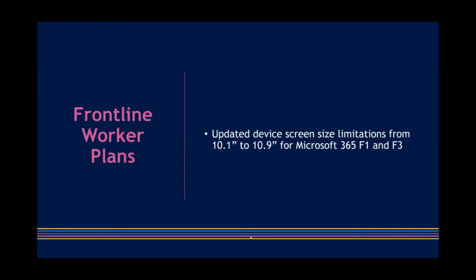Frontline worker plans. In order to qualify for Microsoft 365 F1 and Microsoft 365 F3 licenses, Microsoft have two key requirements. Users must be sharing their primary work device with other qualifying Microsoft 365 or Office 365 first-line worker license users during or across shifts. And users must have a device screen size of 10.1 inches or less. Although the shared primary work device rule remains the same, the screen size limit has now been increased to 10.9 inches to accommodate for growing screen sizes of newer devices.